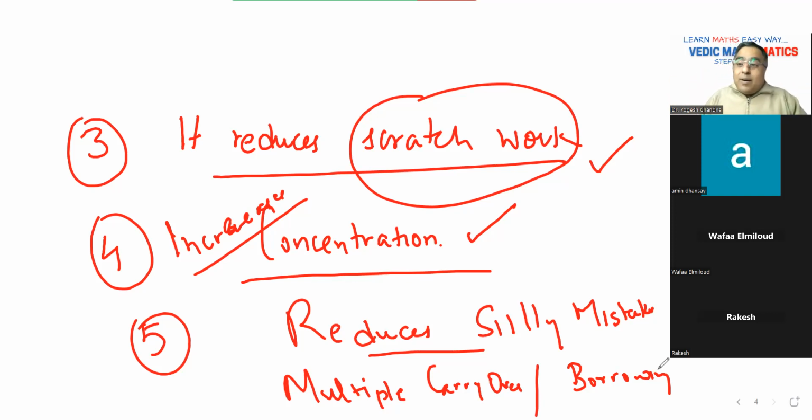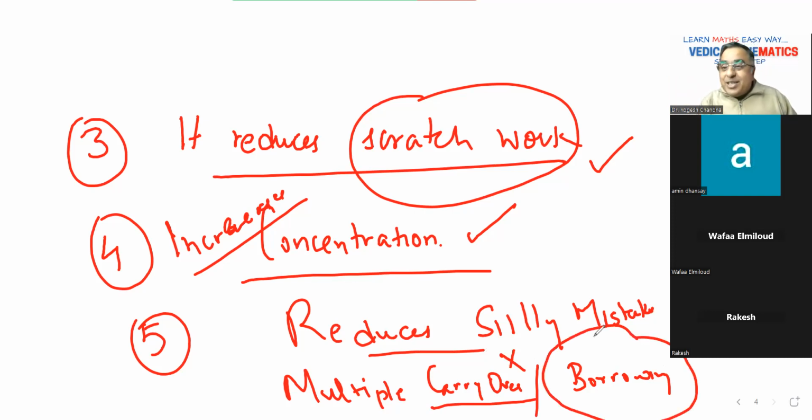So multiple carryovers are reduced in Vedic mathematics. It is reduced, I would say, but there is no concept of borrow in subtraction. Vedic maths goes without the borrow system. There is no borrow in subtraction at all. So these silly mistakes are gone forever. Correct. So these are the 5 important things.